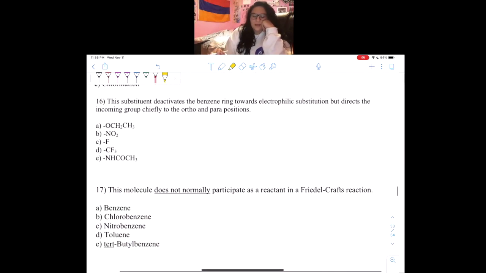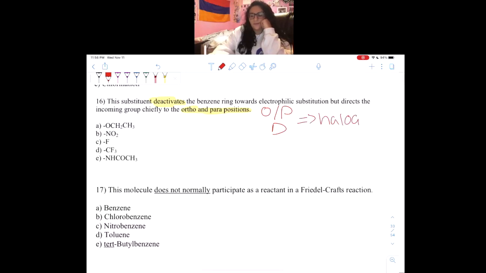Next up, the question states, this substituent deactivates the benzene ring towards electrophilic substitutions, but directs the incoming groups to the ortho-para positions. So we are looking for an ortho-para director that is a deactivator. We know the only ortho-para deactivators are going to be our halogens. So between these answer choices, the only halogen is C, and that is our correct answer.